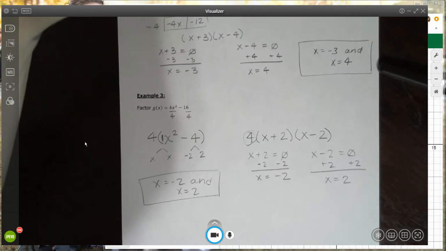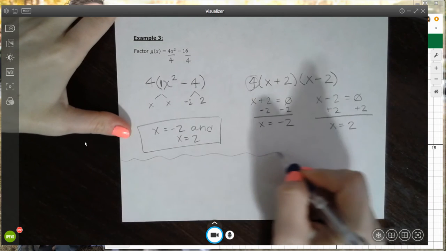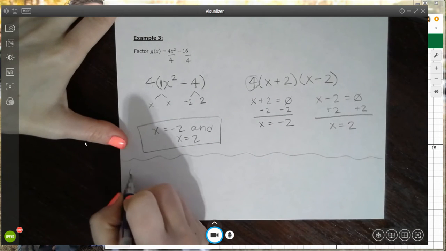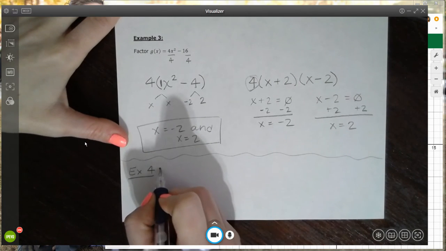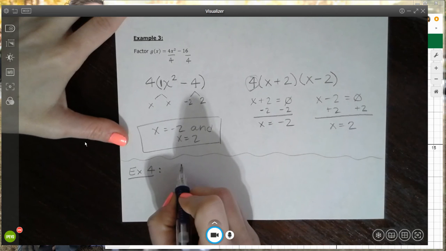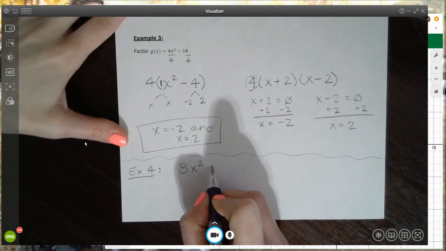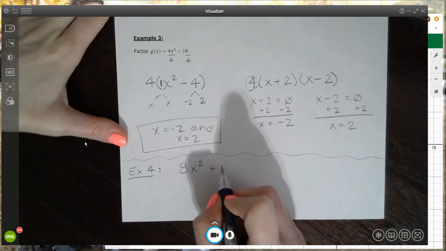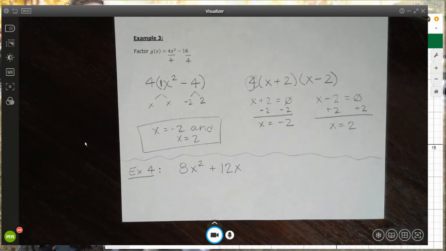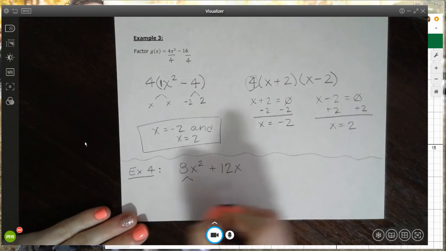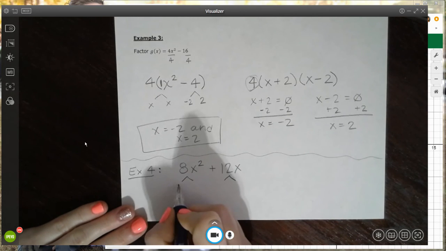But just so that you can see what I mean, I'm going to add an example 4. Let's say I had 8x squared plus 12x, just for an example. So out of both of these things, I'm going to be able to factor out an x because they both have an x.